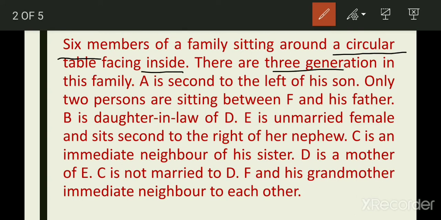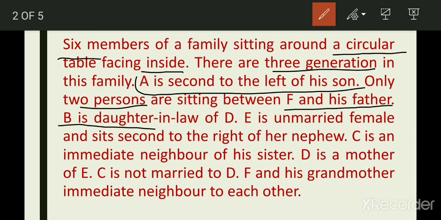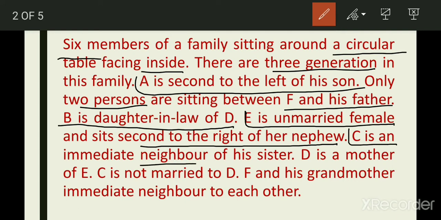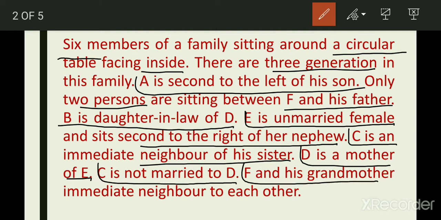There are 3 generations, and certain conditions are given. A is second to left of his son. 2 persons between F and F's father. B is daughter-in-law of D. E is unmarried female, sits second to right of her nephew. C is immediate neighbor of his sister. D is mother of E. C is not married to D. F and his grandmother sit immediately next to each other.